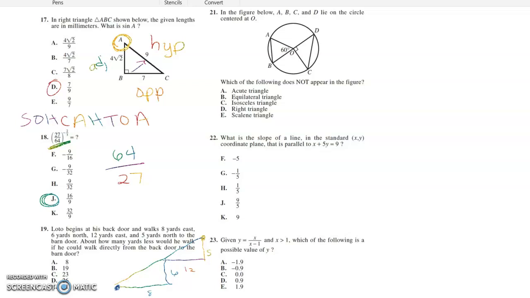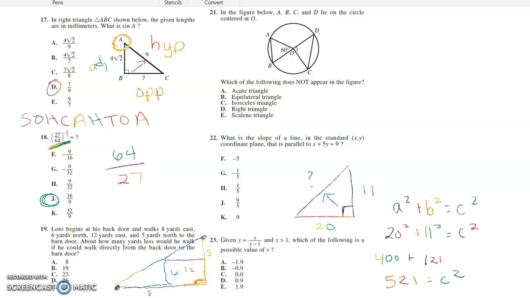Well, hopefully you see there's a right triangle being drawn right here. Now, 8 plus 12, that's a total of 20. So I'm going to come over here and redraw a triangle. This full length he walked going east was 20 yards. He walked north a total of 11. You have to do the Pythagorean Theorem: A squared plus B squared equals C squared. C is always right across from the 90-degree angle, and that's the full length from the house to the barn.